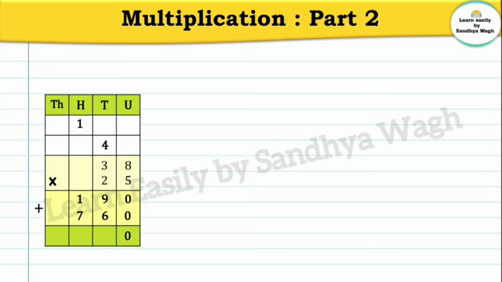0 plus 0, 0. 9 plus 6, 15. So we will write 5 in the tens place and 1 will go as a carry over in the hundreds place. Now 1 plus 7 is equal to 8. 8 plus 1, 9. So our final answer is 950.